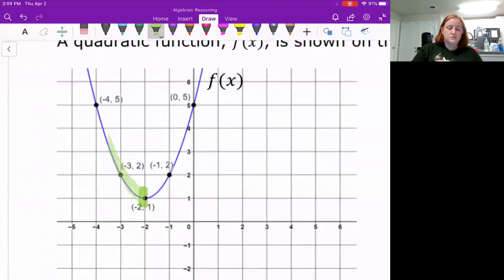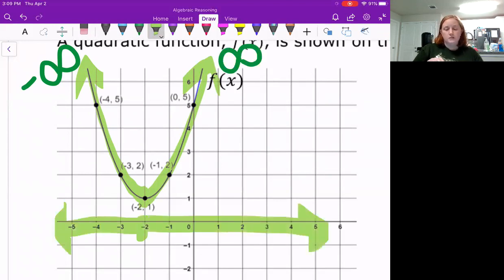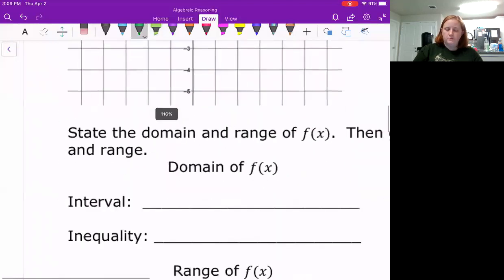At the vertex, this graph is going to continue to go out to the left, which is negative infinity. This same graph, starting from the vertex, will continue to go to the right, positive infinity. So I will use all of these numbers on the x going to the left, all of these numbers on the right. So I have negative infinity to positive infinity. Let's get that down for our domain.